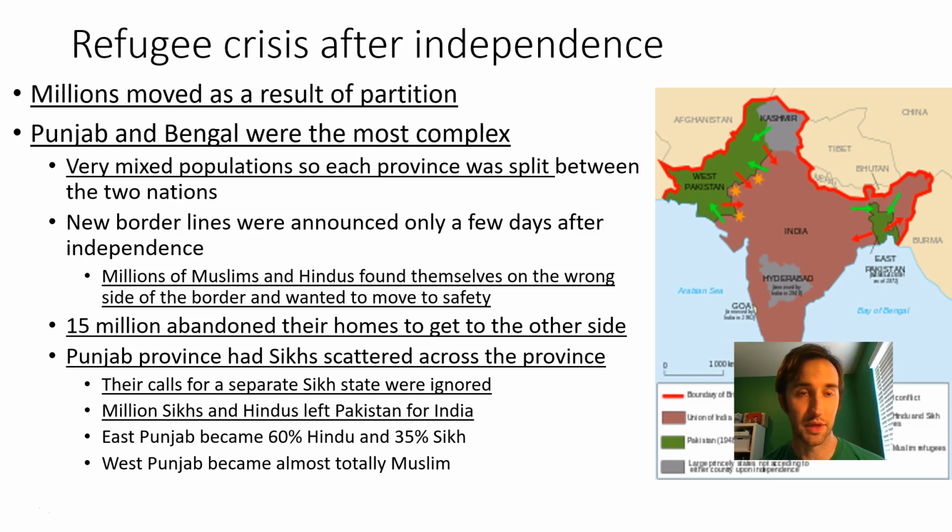Millions had to move as a result of the split of the partition. The states of Punjab and Bengal were the most complex and difficult, largely because they had very mixed populations. And so each province had to be split in half between Pakistan and India. New border lines were announced only a couple of days after independence, so not a lot of planning time was given to the people, so they had to move very quickly and give up their lives very quickly.